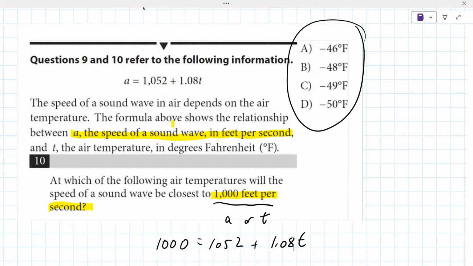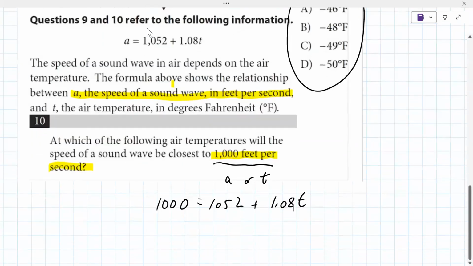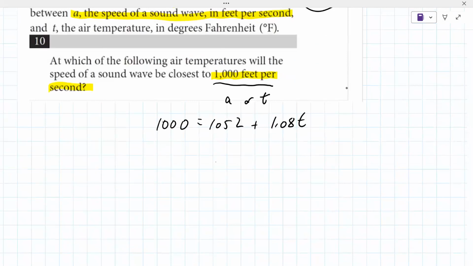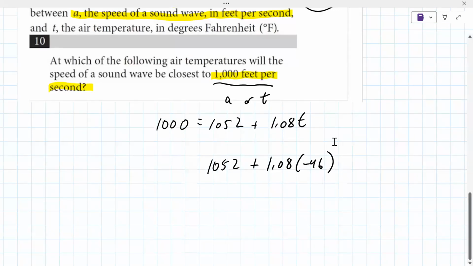I think I'm having trouble setting it up in Desmos. Are you trying the answers or are you solving? I'm trying the answers. Okay, so let's say you're trying the first one, you would just write 1052 plus 1.08 times negative 46 in parentheses like that. And what you're hoping for is that it gives you a number near 1,000. Oh, okay.